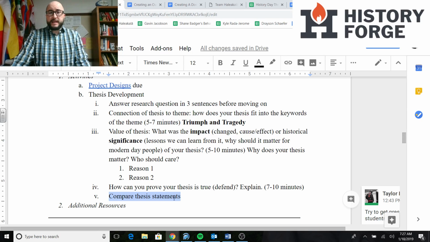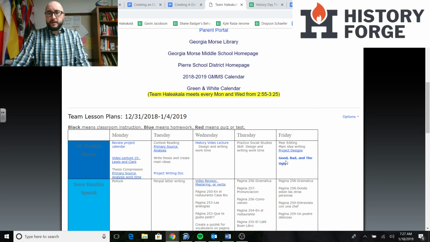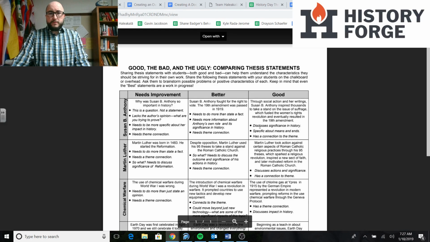What I would like to see out of this compare thesis statements is you're going to go to Team Haleakala. You're going to click on this. It's good, bad, and the ugly. It's under Friday. I'm hovering over it right now on my computer. And you're going to go into it. It looks like this. And I want you to read the different theses.